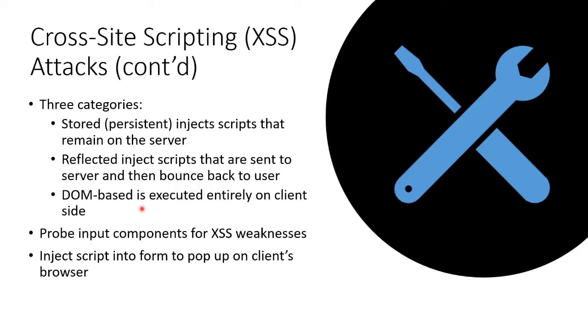Or DOM-based, where we don't even use the server. The cross-site scripting is totally done on the client. It doesn't involve a server at all. So what we do is check input fields to see if they are vulnerable to cross-site scripting. There are tons of tools that'll do this for you; you don't have to do it manually. Then we inject some kind of script into the form. The script could pop up in the client's browser or can do things in the background. In fact, we probably want it to do things in the background, although most of the training versions of cross-site scripting just show a little pop-up to show how vulnerable you could be.